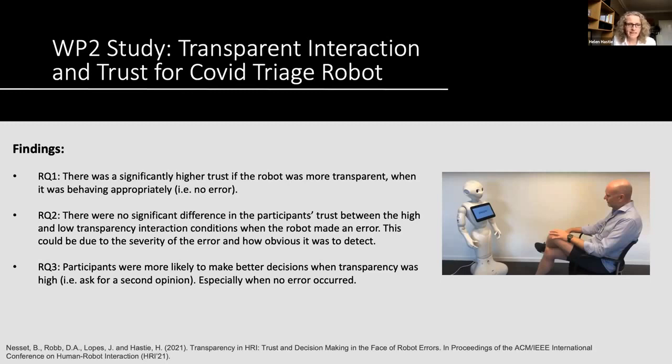When it's not behaving, if there's an error, then in our experiments, it was so obvious that there was an error that there wasn't really any difference in trust in that case. But we did find a difference in that people are more likely to make better decisions when there is a transparent interaction. We're not just looking at subjective measures, asking the user, do you trust the robot now? We're also looking at objective measures, so behavioral indicators of trust, and decisions made post-interaction are one of these indicators of trust.